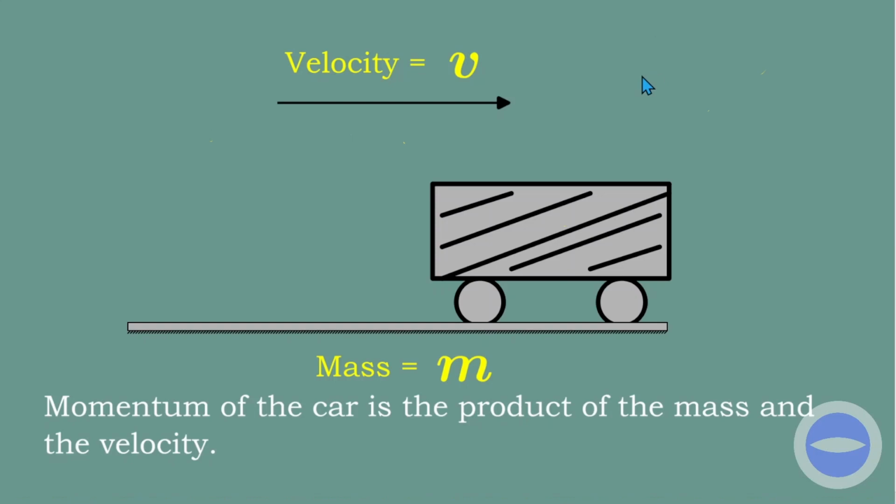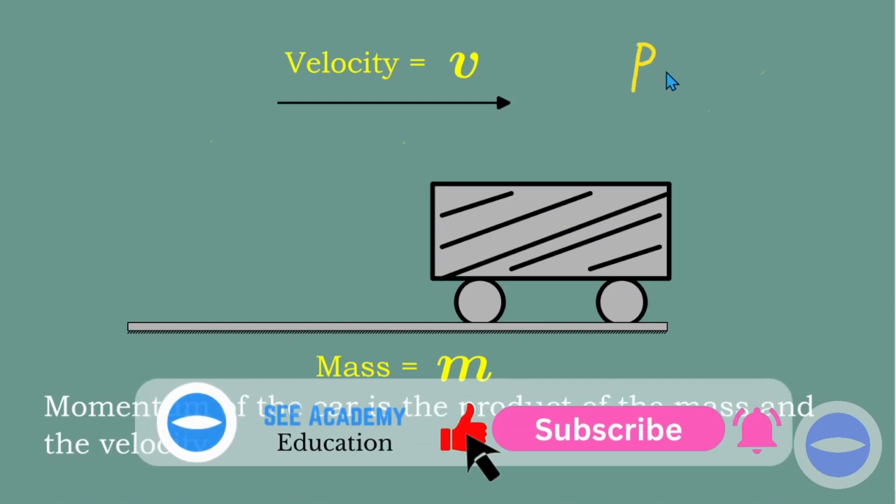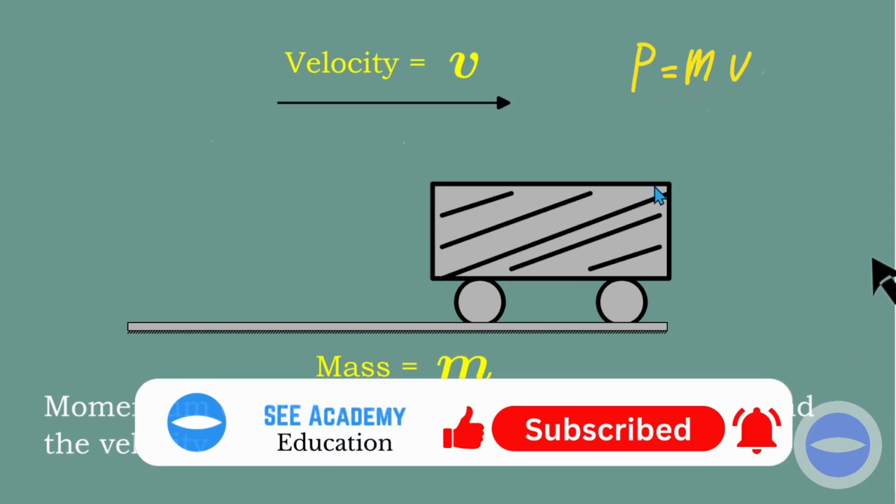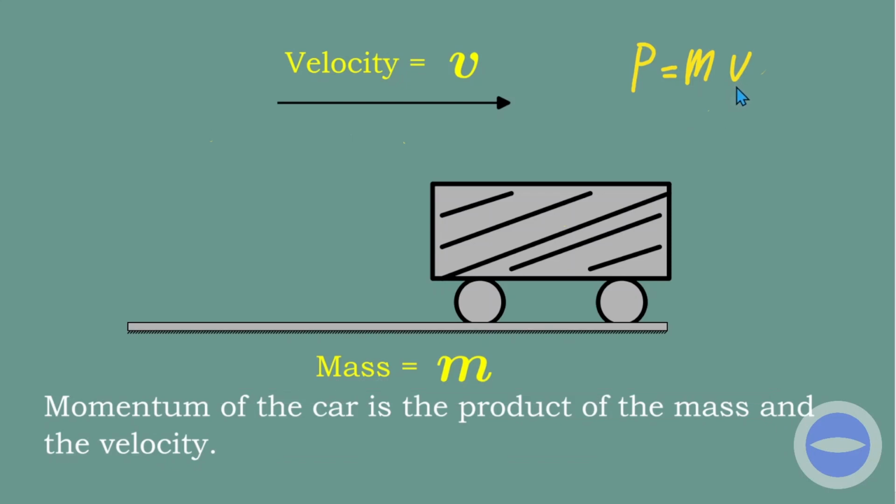Let me write the formula. Momentum of an object, momentum is represented by P. Momentum of an object is equal to the mass of an object multiplied by the velocity that the object is traveling at. You must know this formula by heart. So this is momentum, it's represented by P. This is the mass, this is the velocity.